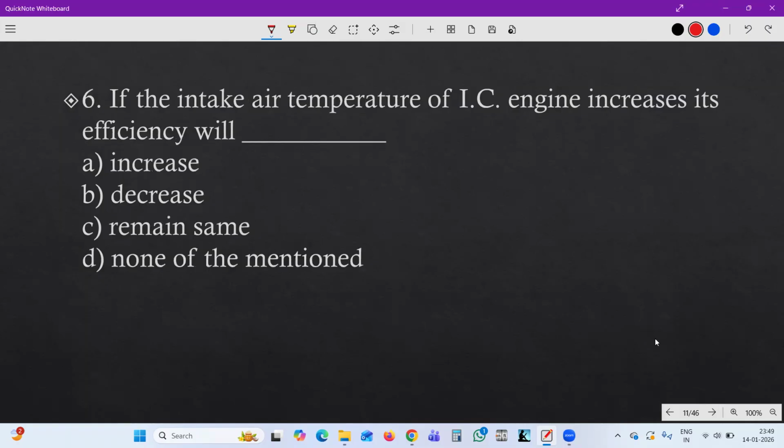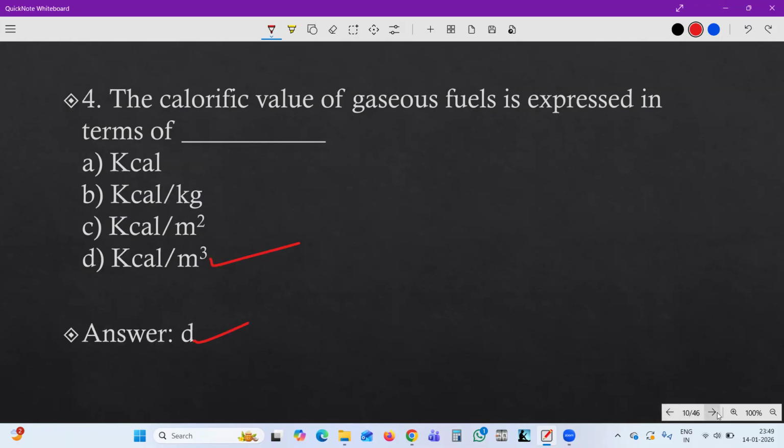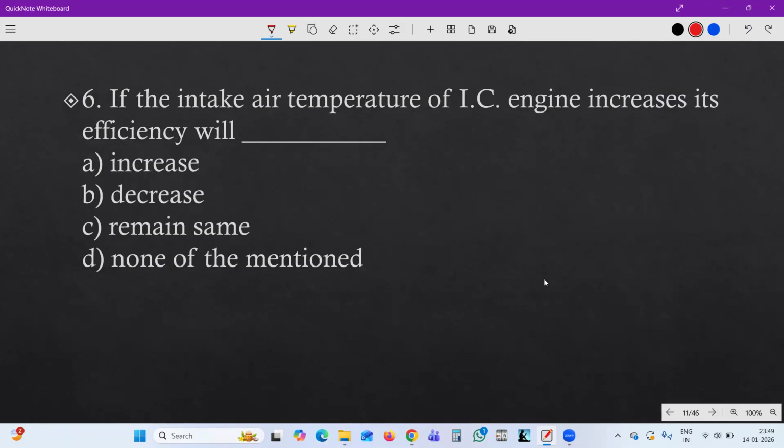Next, if the intake air temperature of an IC engine increases, its efficiency will. Intake air temperature will increase in the IC engine, then what will happen to the efficiency? Efficiency will increase, decrease, remain same, or none of the above. So let's see the answer.